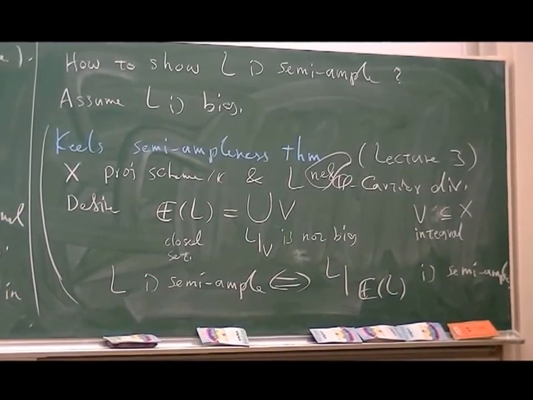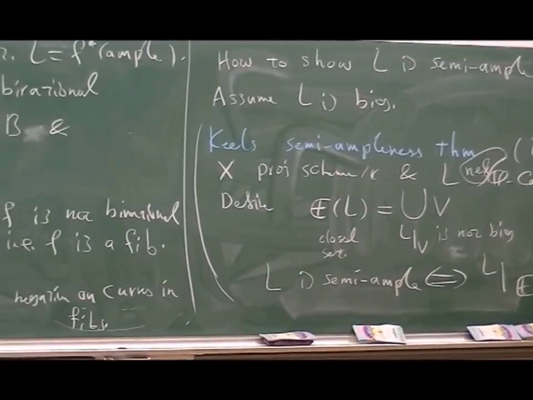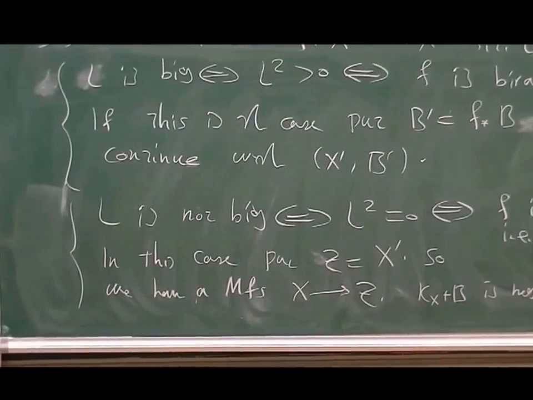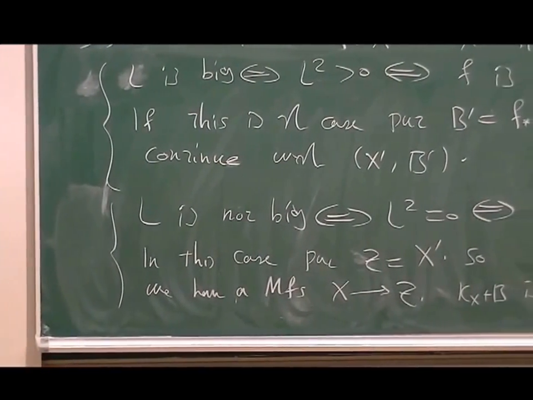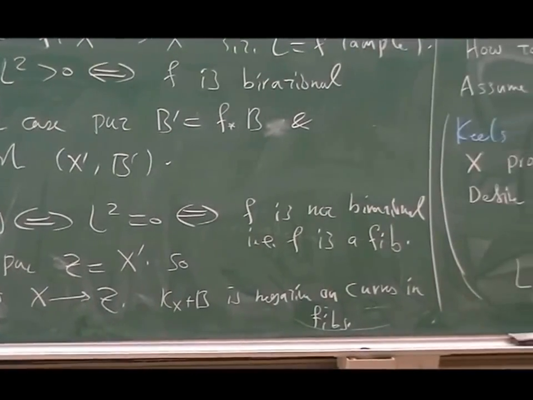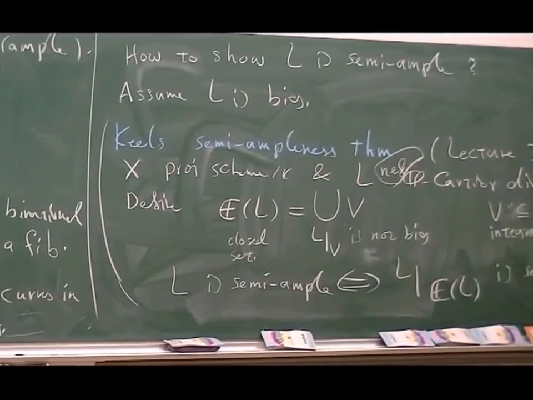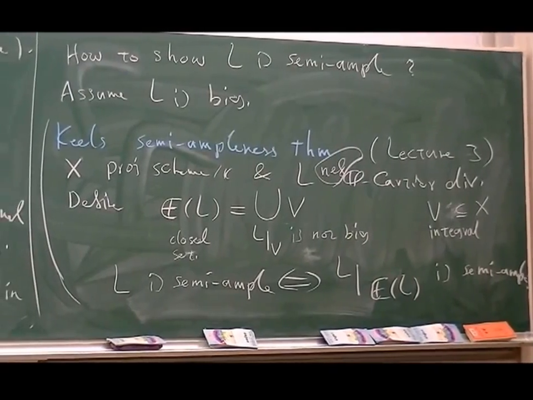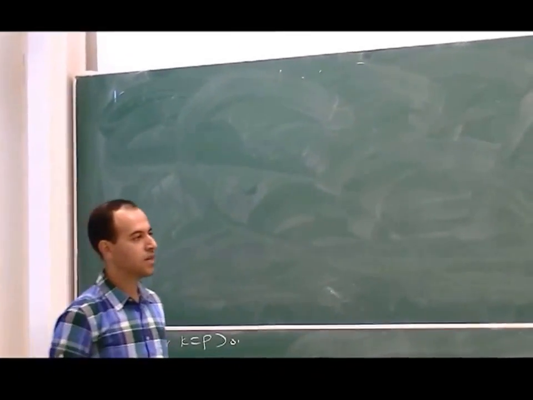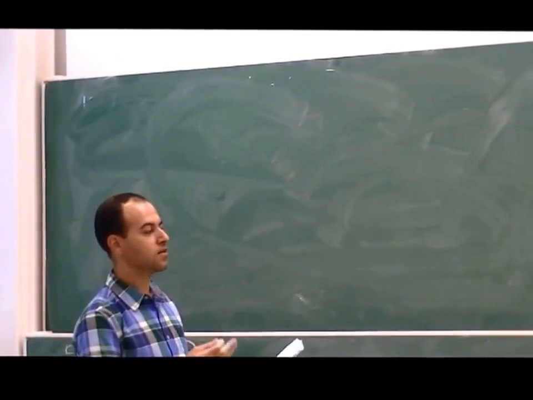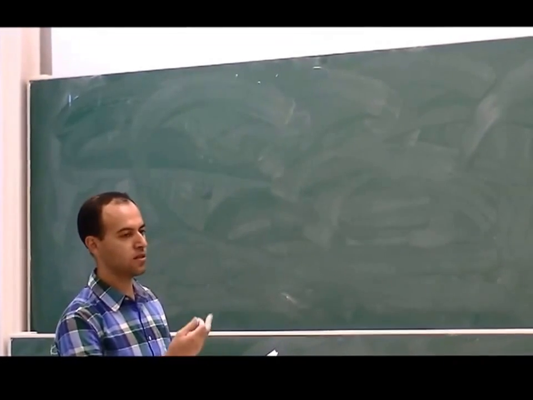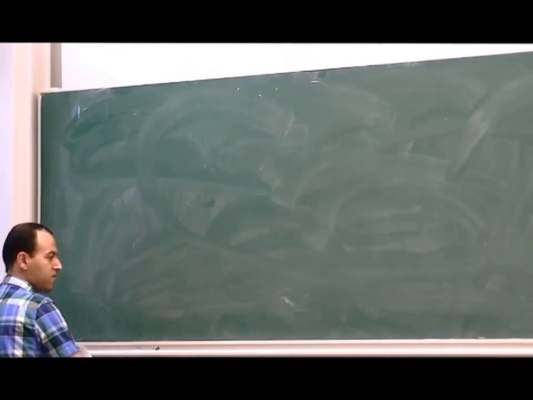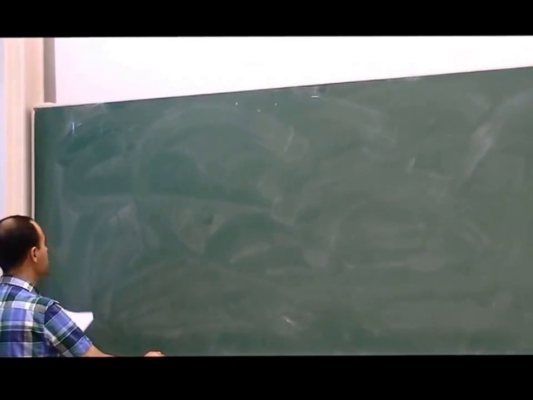Anyway, for the moment I just use this statement, I will prove it in the next lecture. So now you can think of the scheme X to be the X in the theorem, the L to be exactly the same. With the same notation, then I apply Keel's semi-ampleness theorem. Okay, let's see how we can apply. So as I said, we already have X, we have L. We need to see what is this exceptional set, the E(L). But we are working on a surface, and the L is already assumed to be big.